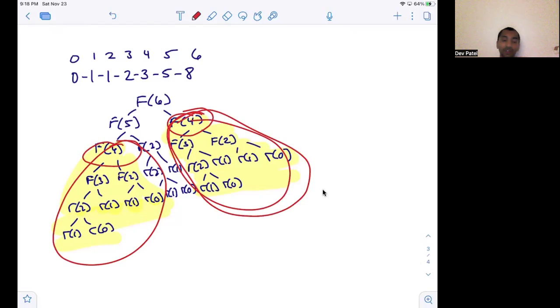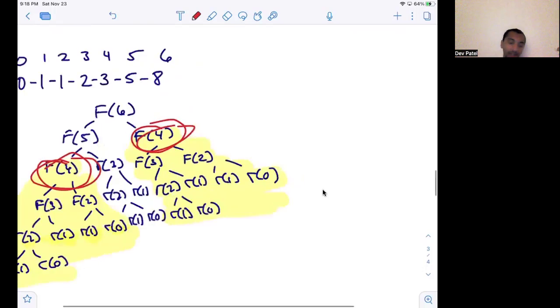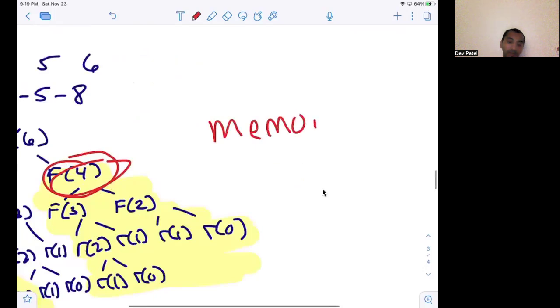How can we store the values of these? We can just store the value of f of 4 when we calculate it, and whenever we have to recalculate it, we can just bring it back. We have that stored in memory, and we can bring it back instead of having to recalculate it. It's going to reduce computational complexity and increase efficiency. And this is one of the techniques we call memoization.